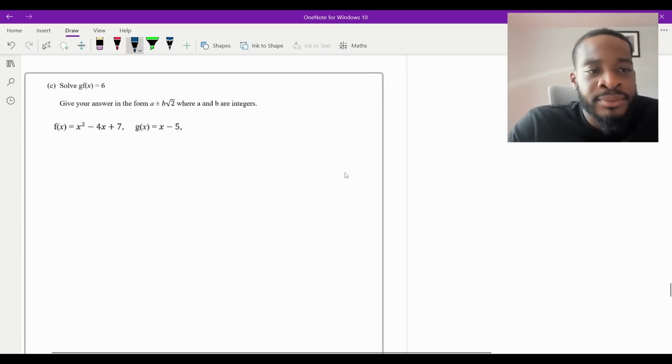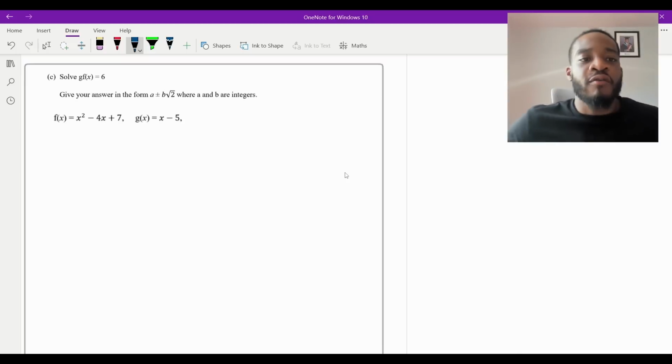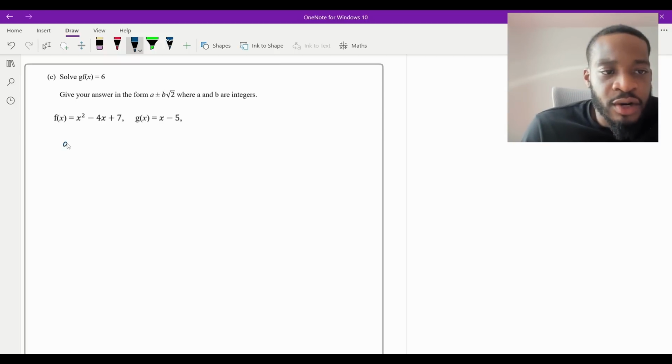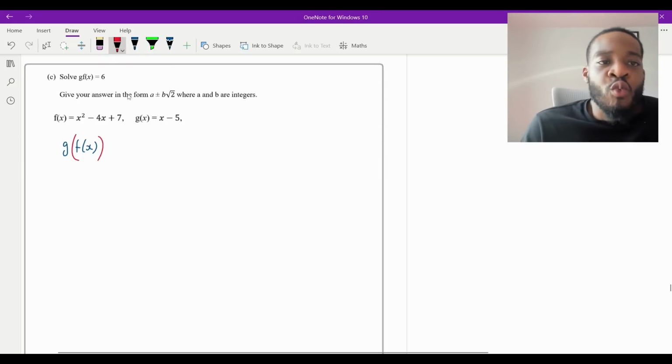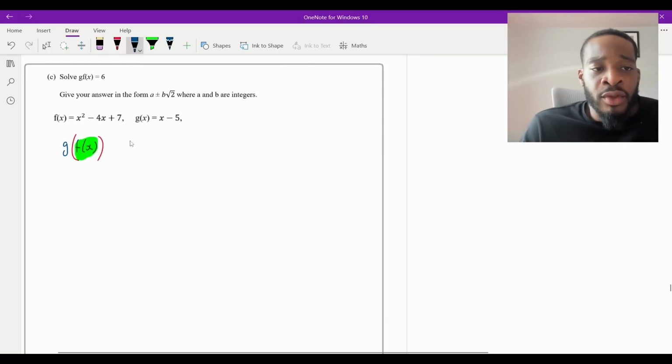Now, part C. It says solve g of f of x is equal to 6. Give your answer in the form a plus or minus b root 2, where a and b are integers. I've just got the two functions set up here, just so we don't need to keep going up and down. So we need g of f of x. What I like to do with these questions is write g of f of x again, and then put a bracket around it. That tells me what is going into what. Our function f is going into g. So our input for g is going to be f of x. If I follow this structure, g is x take 5. Since our input is now f of x, we replace this x with f of x.